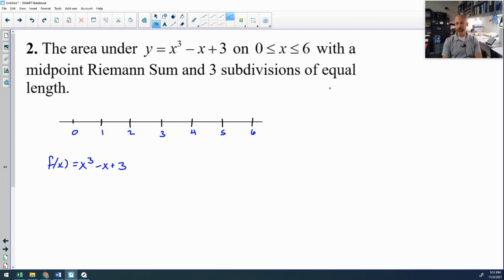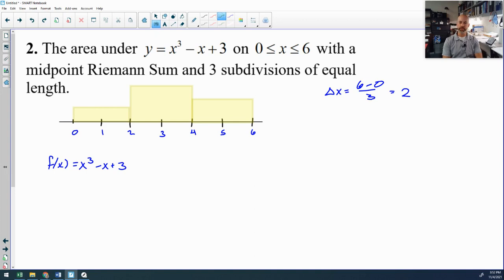So first thing I'm going to do is determine what is my delta x. That'll be 6 minus 0 divided by 3, or 2. So each of my rectangles is going to span a length of 2. So I'm just going to draw some generic rectangles here. And this is not at all what they would look like if I were to actually draw the function, but I'm just putting something in here to have the visual.